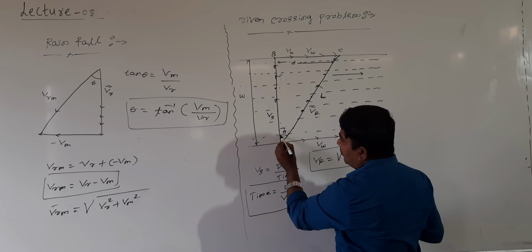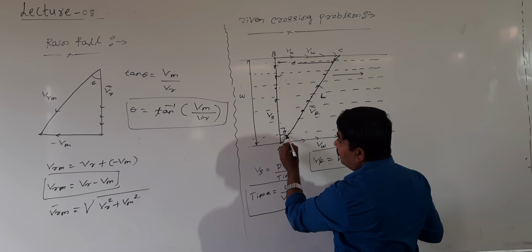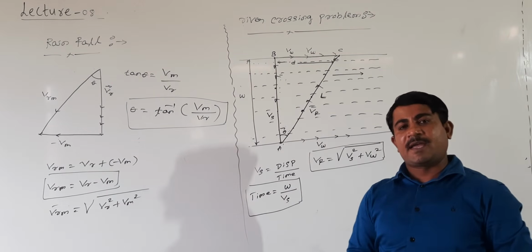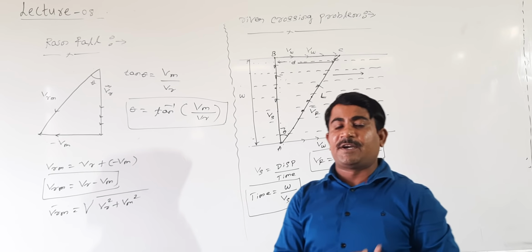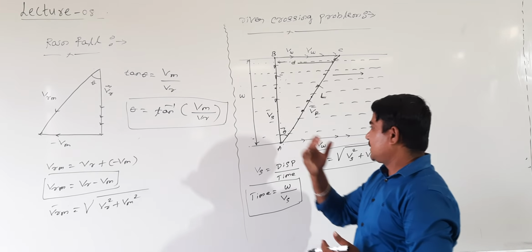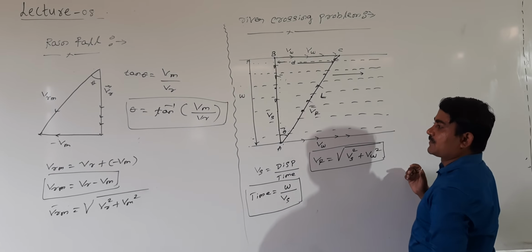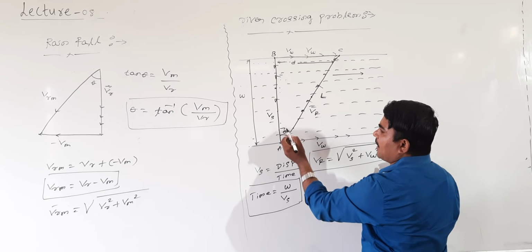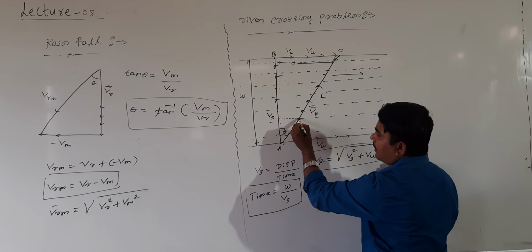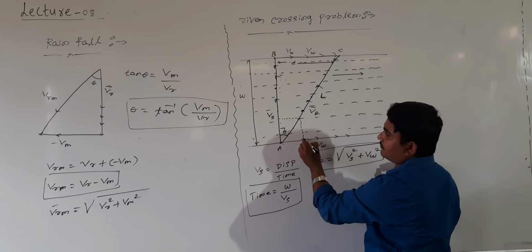Theta, what is theta actually? Theta represents the angle made with the width of the river. It is very important. See here, how to calculate this one actually? Shall I make it a parallelogram here only? I can make it a parallelogram. Right.